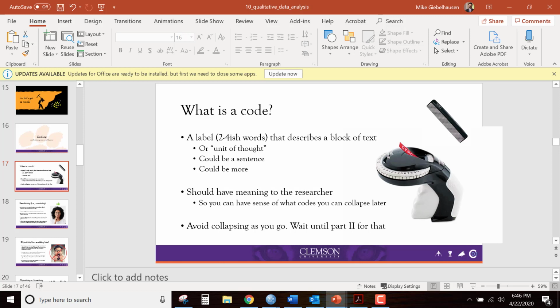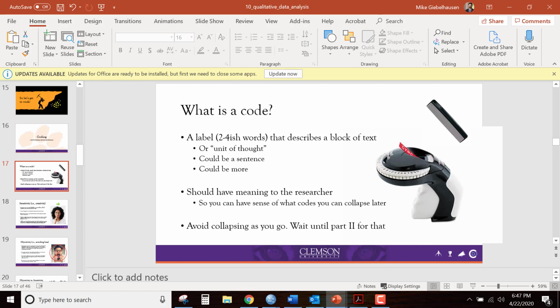But whatever it is, you're continually taking sort of a large amount of data and repeatedly boiling it down until you arrive at sort of the essence of what's going on. And so this is the first stage in that, is developing these codes.